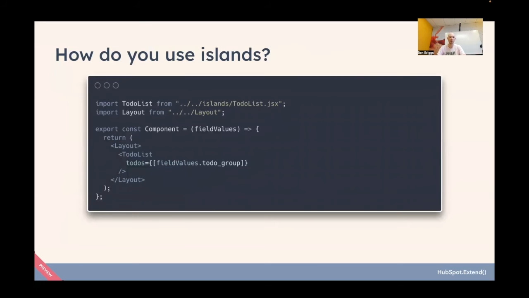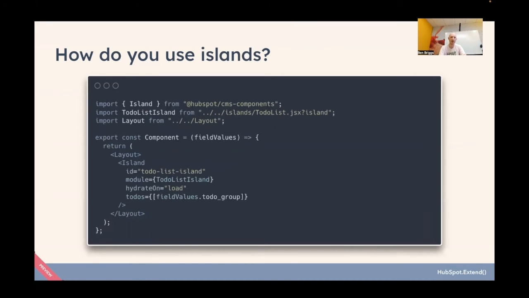So how exactly do you use islands? Here we have an example page of a to-do list module from the demo that Byron had earlier. And we have a couple components rendered in it. We have the layout component, which will be static and we don't want to render on the client. And we also have an interactive to-do list component that we do want to render on the client, pass some data to, and have respond to clicks and input.